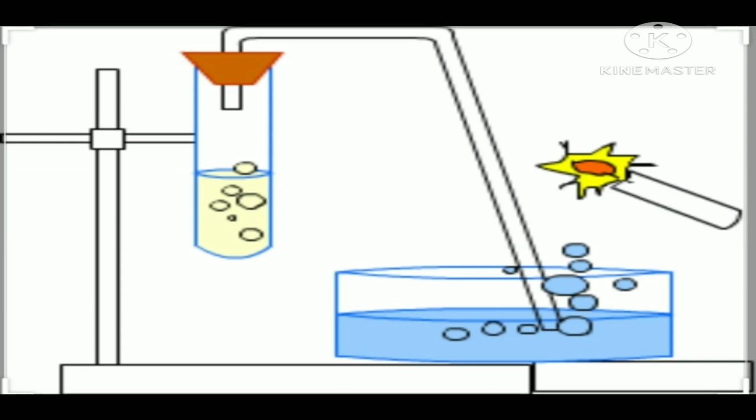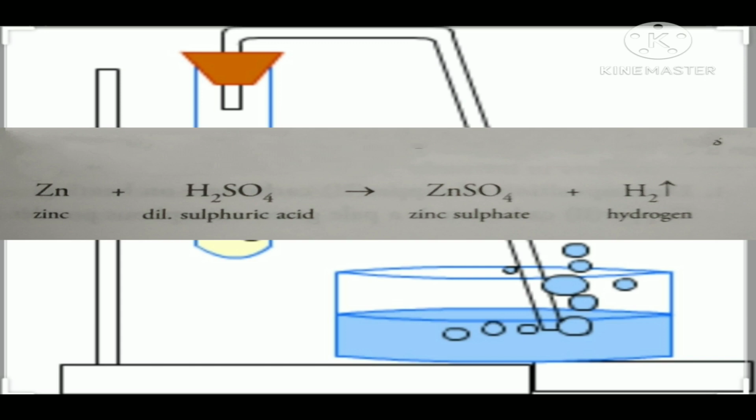When zinc is reacted with dilute sulfuric acid, hydrogen gas is evolved with effervescence. See the figure that is given on the screen as well as the equation. Zn stands for zinc, H2SO4 is sulfuric acid, and in front of sulfuric acid we have written DIL, which stands for dilute, gives zinc sulfate, and H2, with an upward arrow indicating gas.